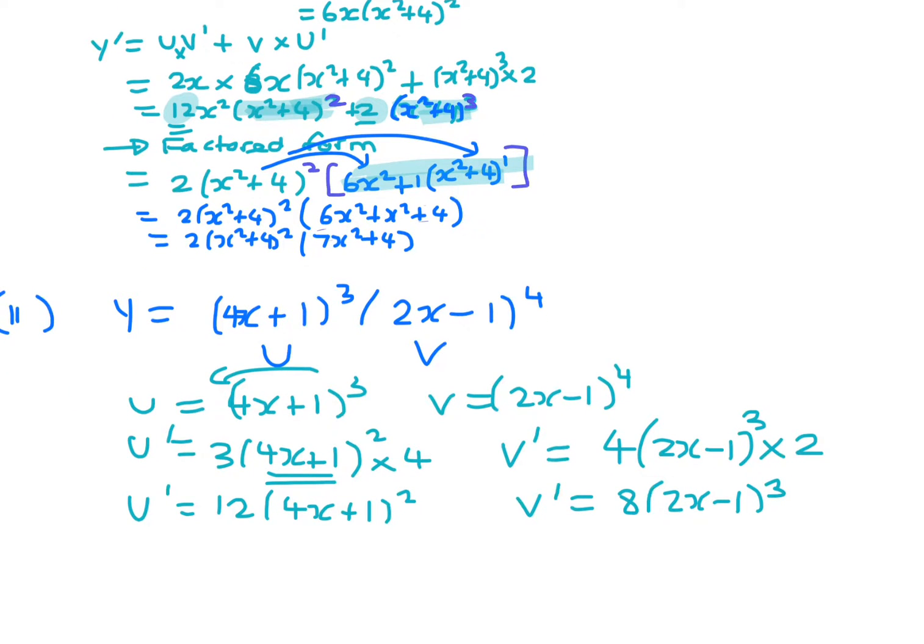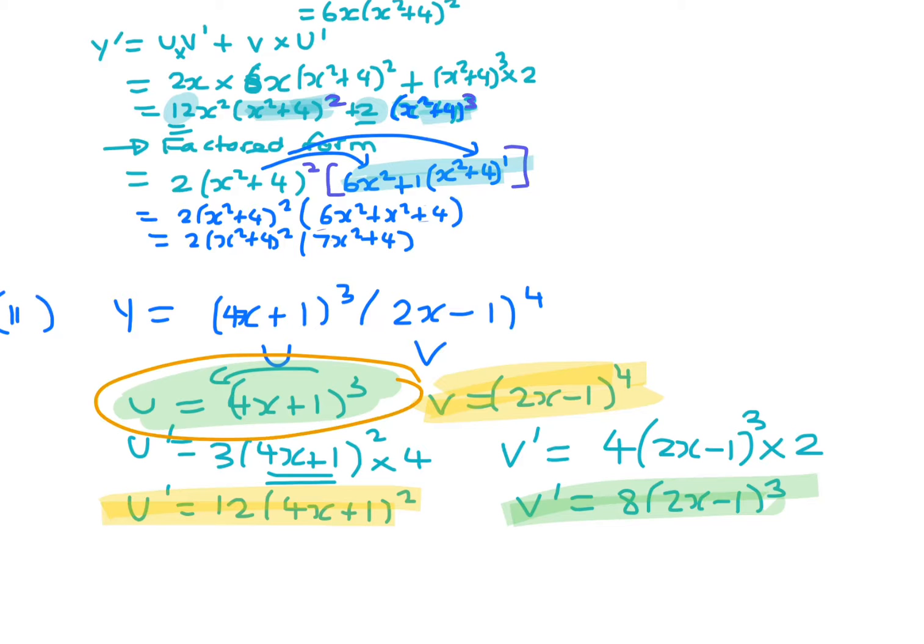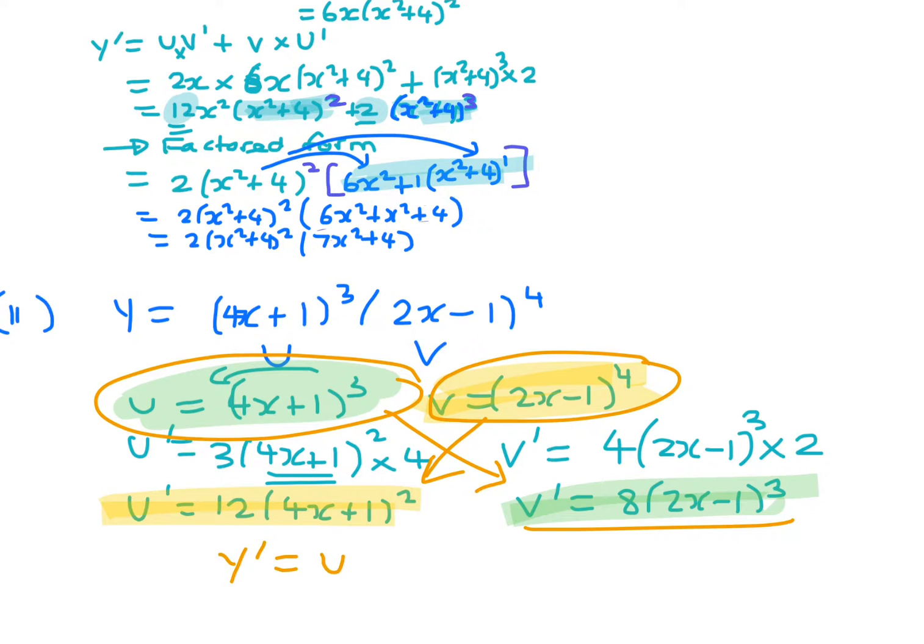Okay, what's left now is to cross them over. So you get u equals (4x plus 1) to the 3 times v dash, which is 8 (2x minus 1) to the 3. And then, let's go with yellow, we go v times u dash. So we're just going to cross them over like this. We go u times the v dash, and then v times the u dash, because that's the rule. u v dash plus v u dash.